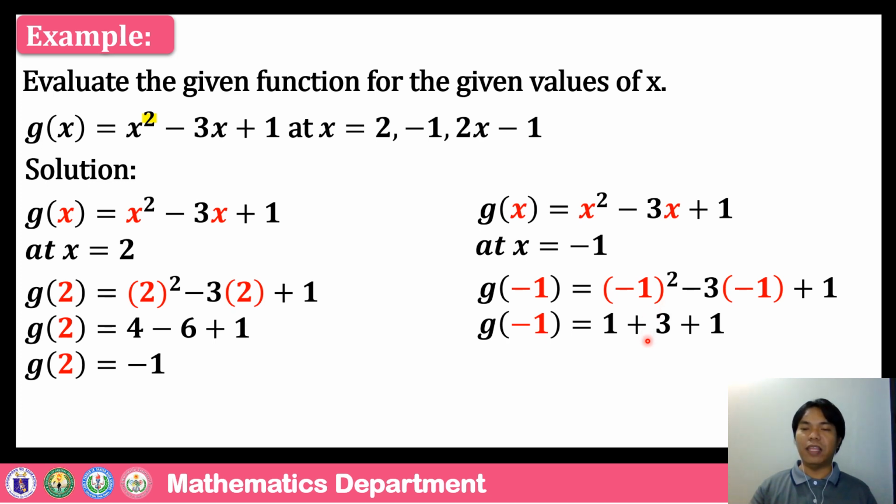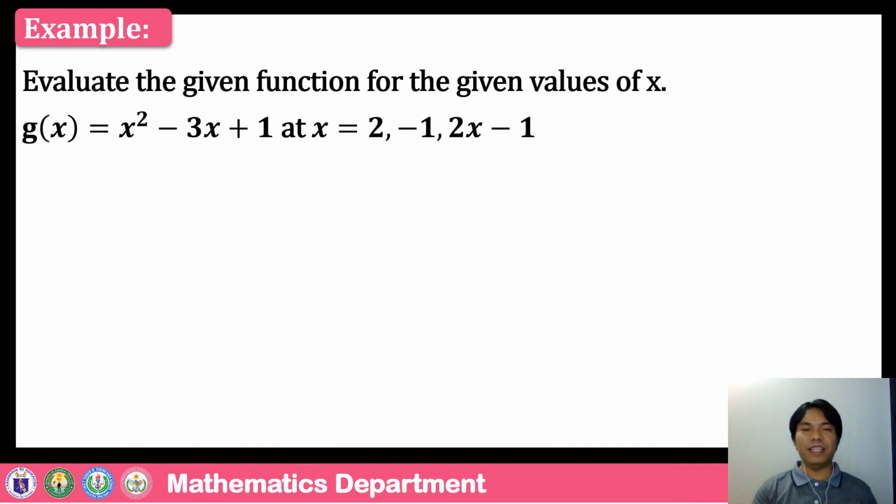At ang kasunod naman natin dito ay plus 3 dahil meron tayong negative 3 times negative 1. So pag nag-multiply tayo ng dalawang numbers at the same yung kanyang sign, ang result nun ay positive. And then we will copy plus 1. At pag sinimplify natin ito, magiging result natin ngayon ay g of negative 1 is equal to positive 5.